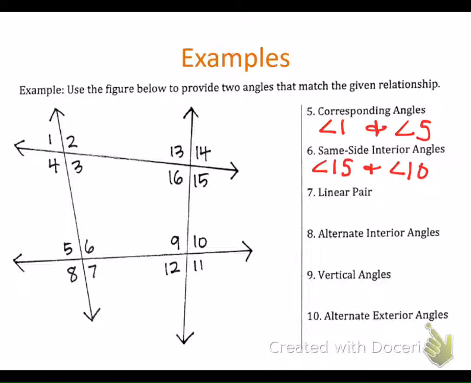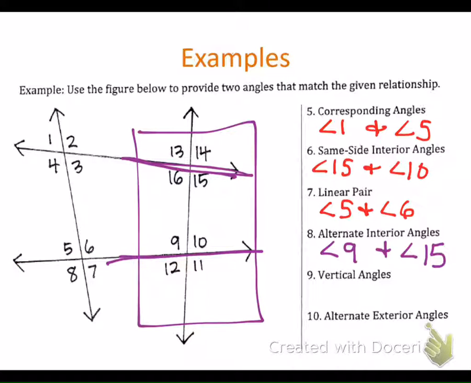Where's a linear pair? What are two angles that form a straight line? 12 and 16? No, they have to be on the same line. 5 and 6, 9 and 10. 8 and 7. 4 and 3. What did you say, Luke? 8, 7, 12, 11. Yeah, two angles that are by each other that form a straight line.